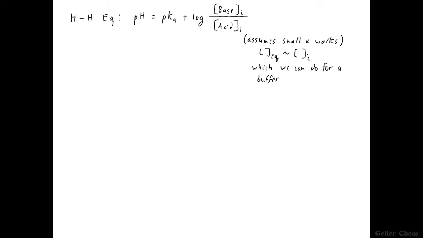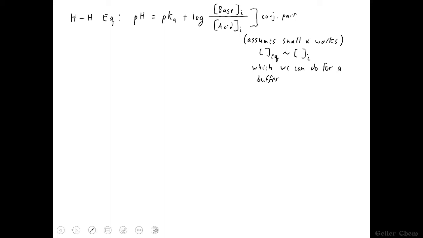And you can verify that by looking at the previous slide where I showed the plus x term to the conjugate base and the minus x term to the acid were both small x-able, and our final concentrations were effectively unchanged. And I will make one more note and stress that when we say base and acid, we are talking about the conjugate pair that makes the buffer.